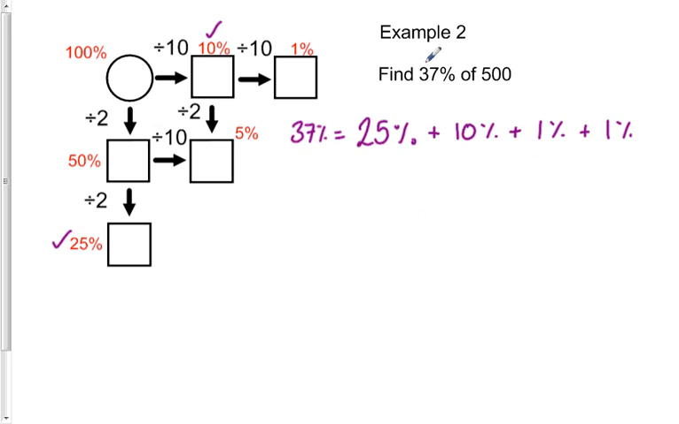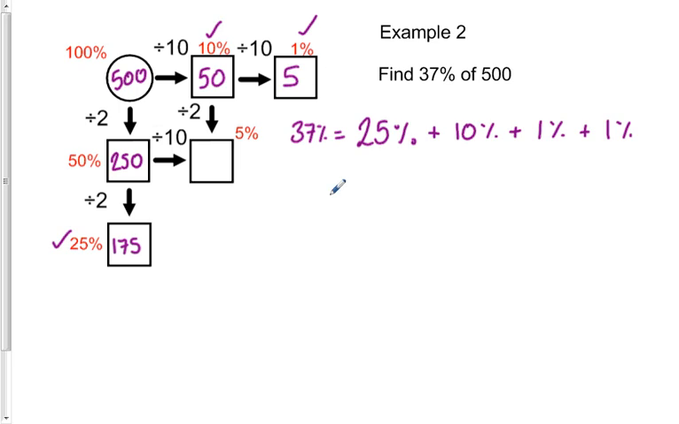Now we want 37% of 500. We're going to use the 25, the 10, and 2 ones. We're only going to fill in the ones that we actually need and the ones on the path to get there. So we'll start at 100%, which is 500. Now half of 500 is 250, and half of 250 is 125. Now let's look, we need our 10%. So 10% of 500 is 500 divided by 10, which is 50. And 1% is 50 divided by 10, which is 5.